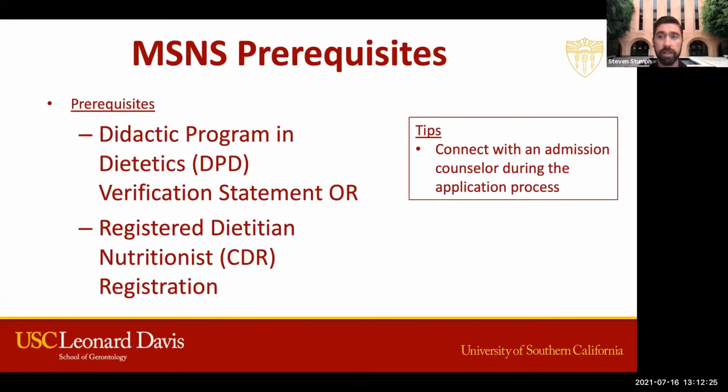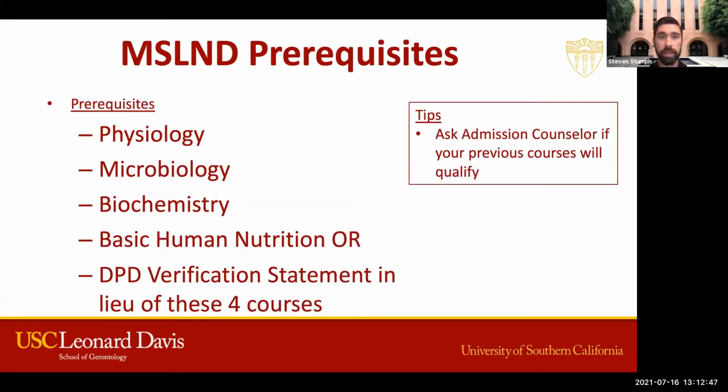For the Master of Science in Nutritional Sciences, you'll be asked to submit either your DPD verification statement or your registered dietitian registration. If you have any questions about how to submit that or the paperwork that's necessary to submit that, feel free to reach out. For the Master of Science in Lifespan Nutrition and Dietetics, we do have four courses that we will require you to have already completed prior to starting our program. So you can submit your application while you're still finishing these prerequisites. We just require that they'll be done before the start of our program.